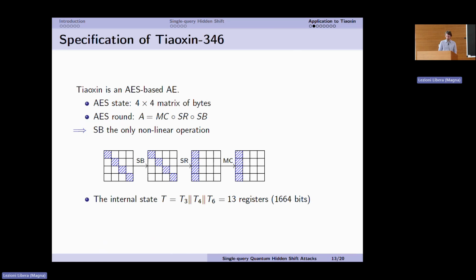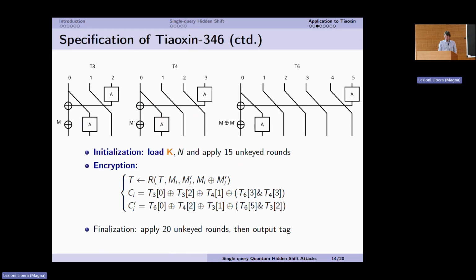So since this is the last session, maybe I could skip the presentation of the AES, where every state is a 4x4 matrix of bytes, and then you have an AES round composed of a SubBytes operation applying S-boxes, and then a linear operation. The internal state in Tiaoxin is quite large because it's 13 times an AES state. The round function is applying some AES rounds on this internal state and absorbing some message blocks that you input.